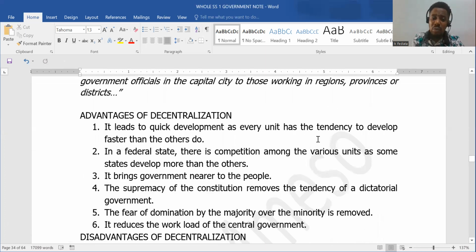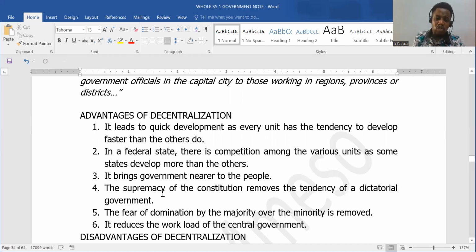Now, what are the advantages? It leads to quick development of every unit, right? Because the capacity to make decisions is everywhere. The burden is no longer on the central government. In a federal state, there's competition among various units, right? It leads to competition, which can lead to economic development and the likes. It brings the government nearer to the people because the people now have a stake in the government. The government is close to them, so they are participating in good governance.